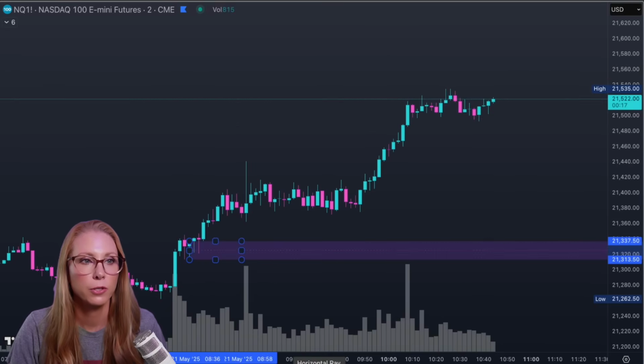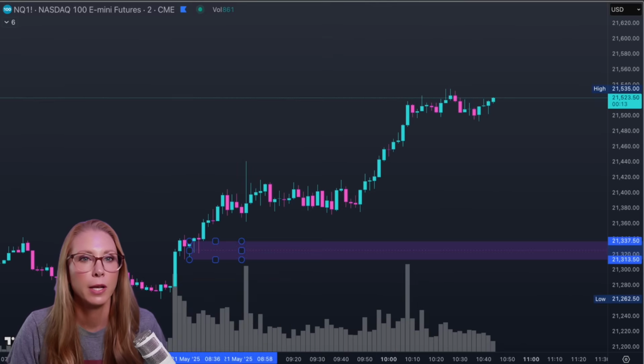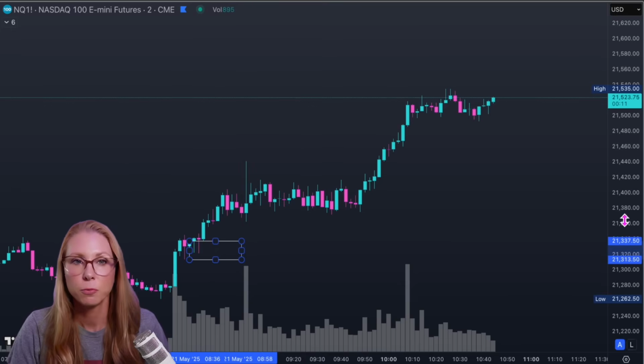This is not the one I want to use right now, but I do have this one that's just a white box, so I'll just use that one. And then over here, it'll even have the levels marked for me. So that's the other reason that this is really nice.